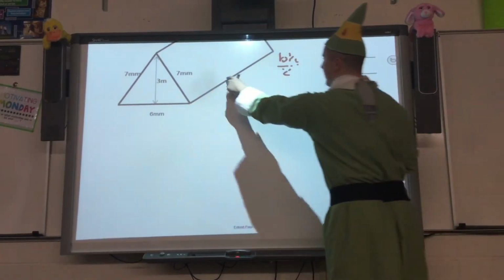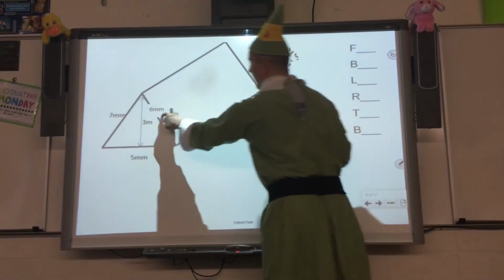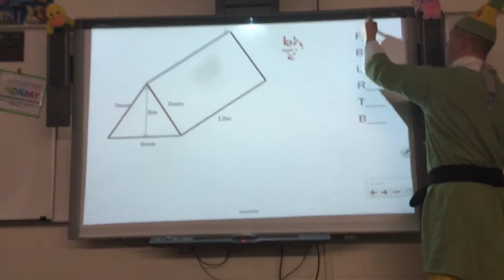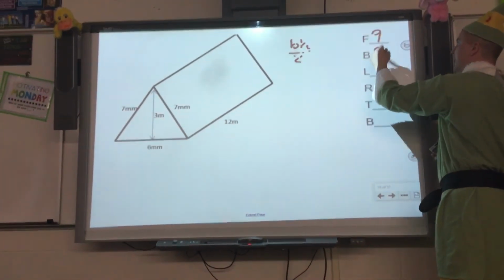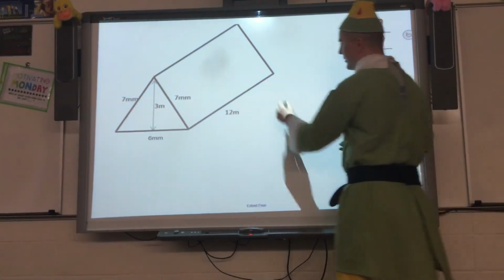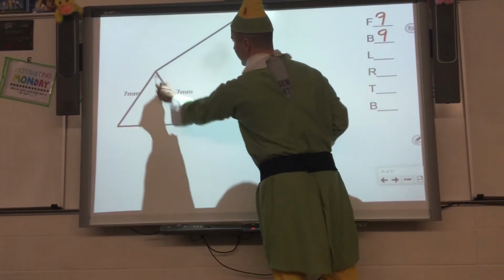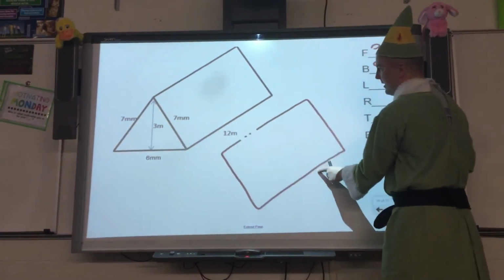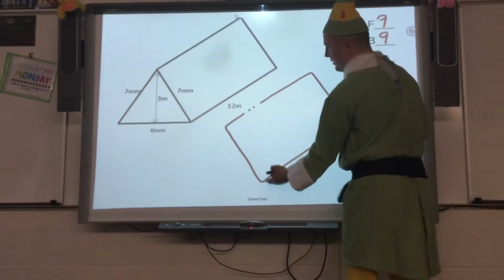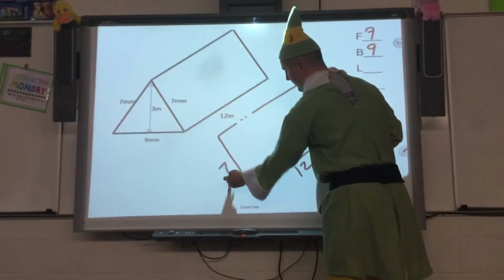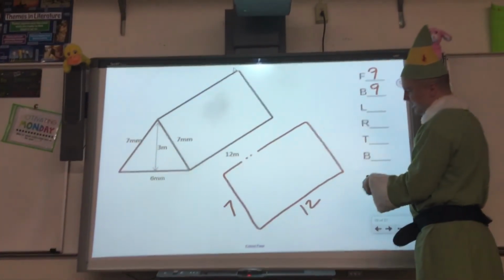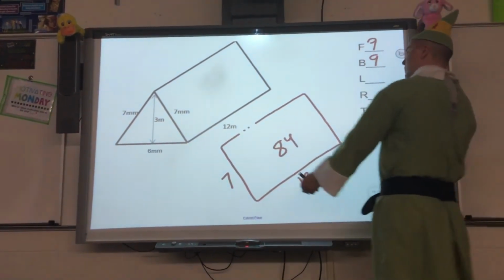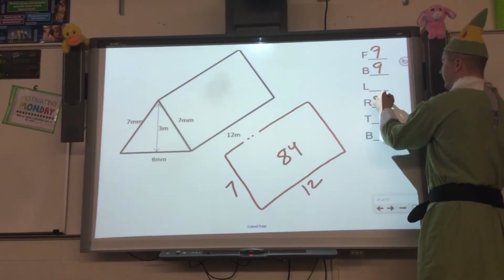And the other triangle on the back side is going to be the same thing. It's going to be 9 as well. So the front, 9. Backside, 9 as well. So now I'm going to try to find the area of this particular face. If I take this shape, I have a 12 long, and right here it's 7. 12 times 7, I get 84. So the right-hand side, let's go 84.